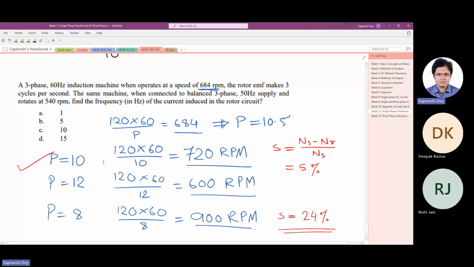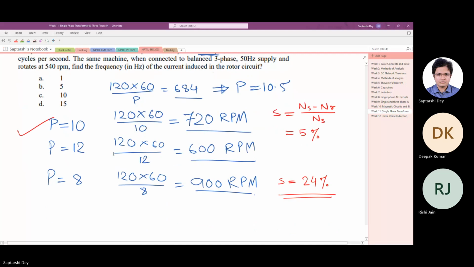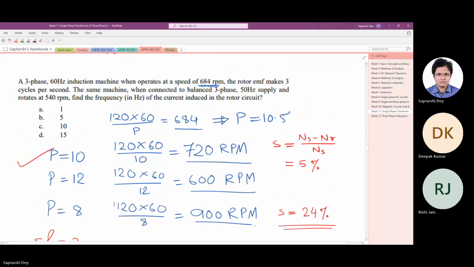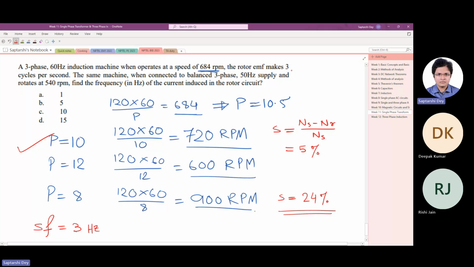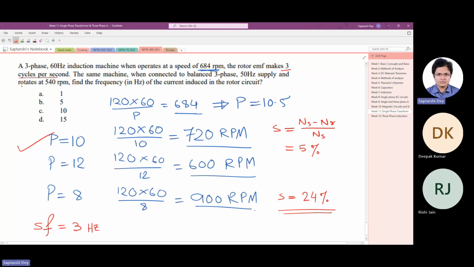Now the rotor EMF makes 3 cycles per second. So it is called the slip frequency. Rotor frequency, slip frequency is 3 Hz. Oh, actually, they gave you this data to find out the number of poles directly.